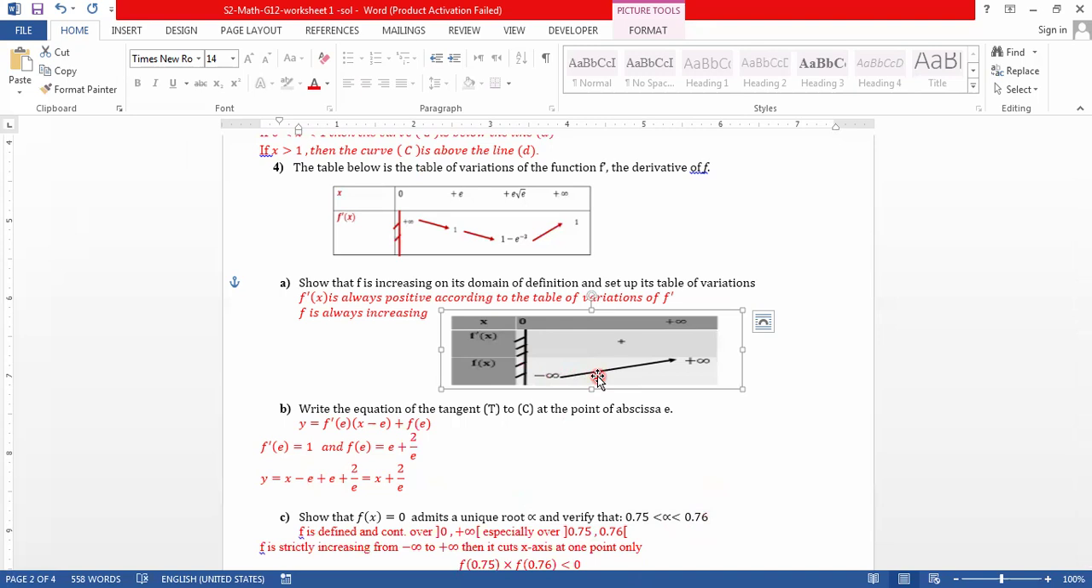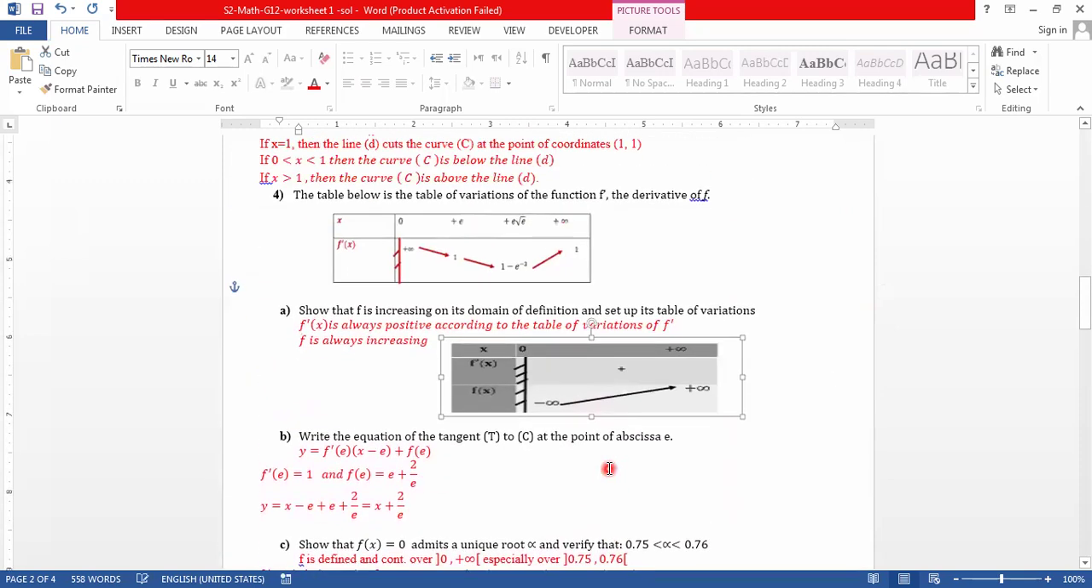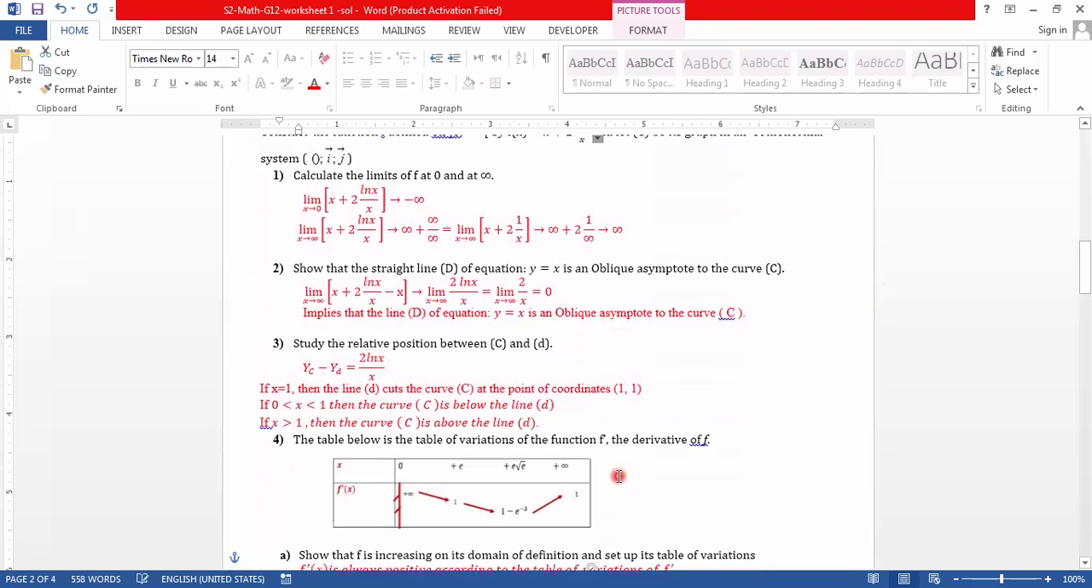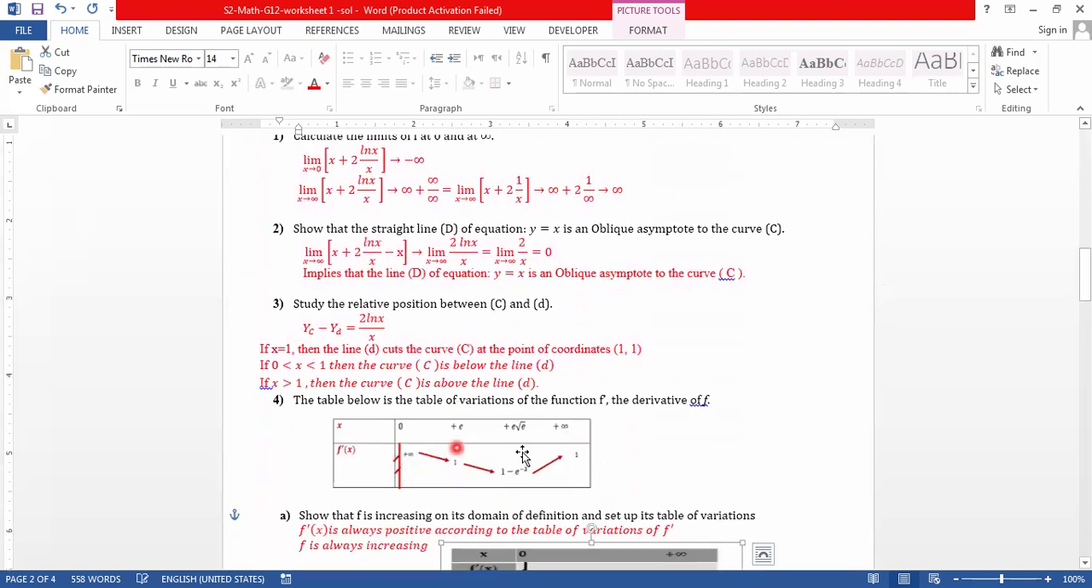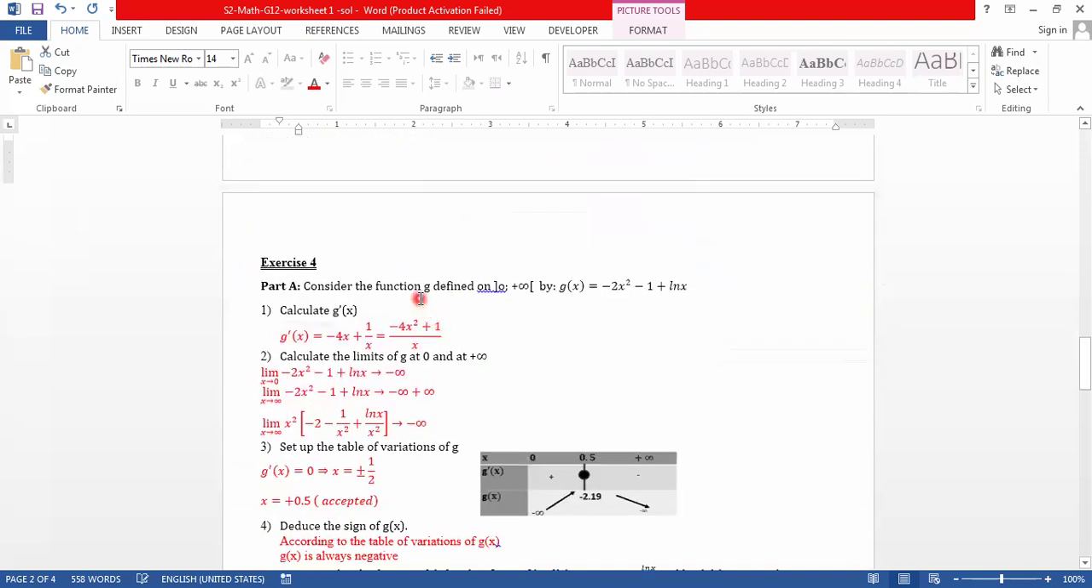And how can I tell that alpha is between 0.75 and 0.76? You calculate f of 0.75 and f of 0.76, the product should be negative, and of course it's negative. That was the first exercise where we used a table in order to tell the sign or the variation of the function. Okay, now we are going to start with exercise 4, where we have two parts.